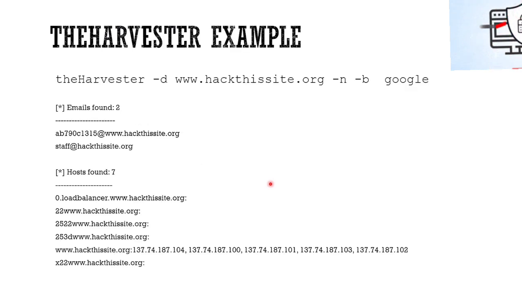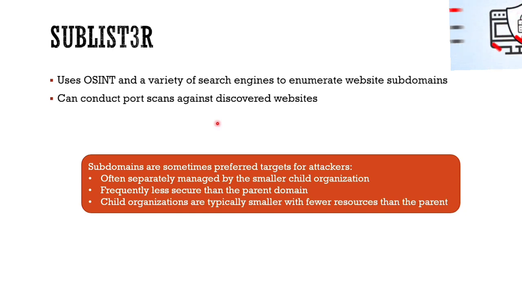Then we have Sublister. This is really useful in trying to find child domains, subdomains of a larger parent organization. And the reason why you want that is, the main company, the main website is probably well protected, lots of resources, good security. But those child organizations, like smaller military units or specific sales regions of a bigger company or different divisions or departments, they're usually run by smaller organizations that have some independence and autonomy, at least in their administration, but they probably have internal connectivity.